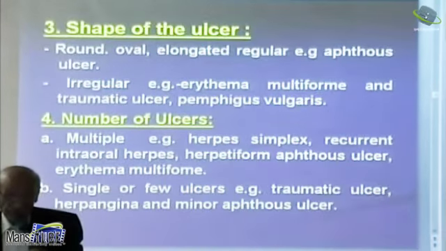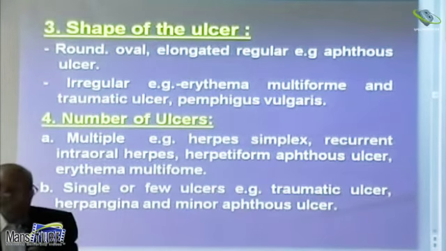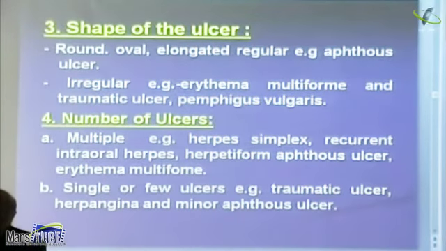All of this you have to pass through. Is it oval or rounded or elongated? The shape of the ulcer. Its outline, regular or irregular. Number of the ulcers: is it single or multiple?